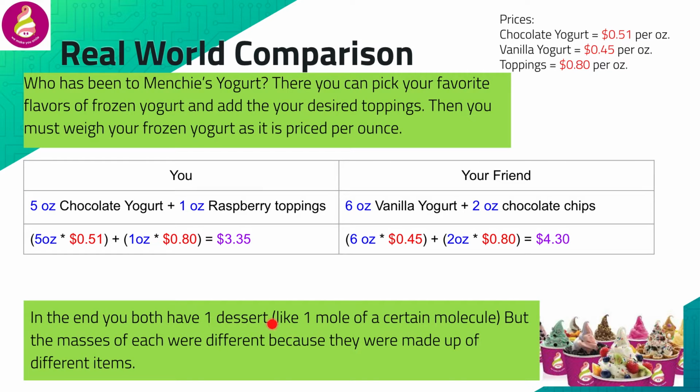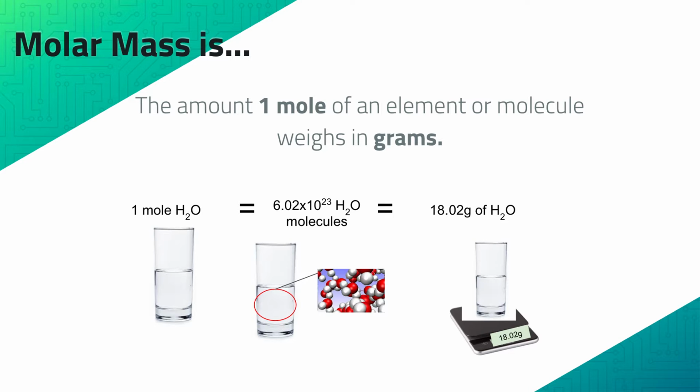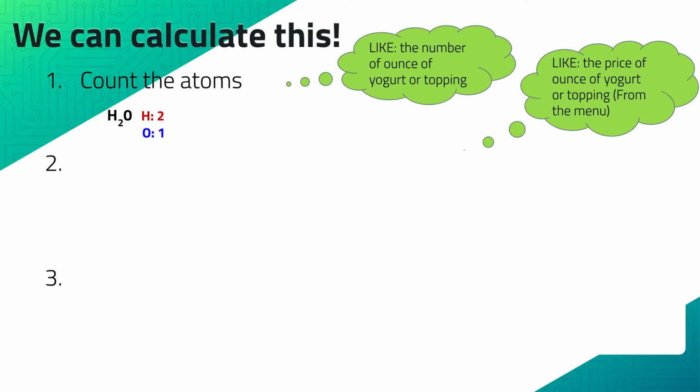So in the end, you both have one dessert, like 1 mole of a certain molecule, but the masses of each were different because they were made up of different items. So molar mass is the amount that 1 mole of an element or molecule weighs in grams. So it's the mass of 1 mole of that element or molecule. So 1 mole of water is 6.02 times 10 to the 23rd water molecules, which is equal to 18.02 grams of water. So we can calculate the molar mass.